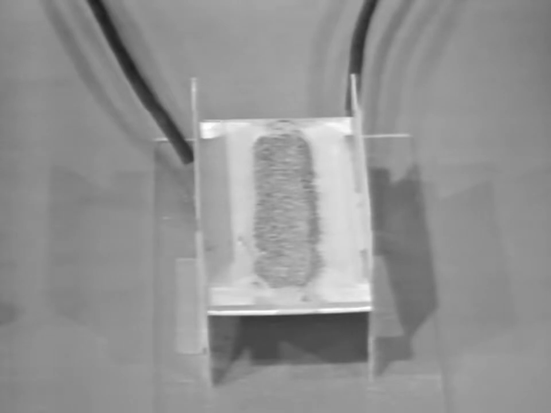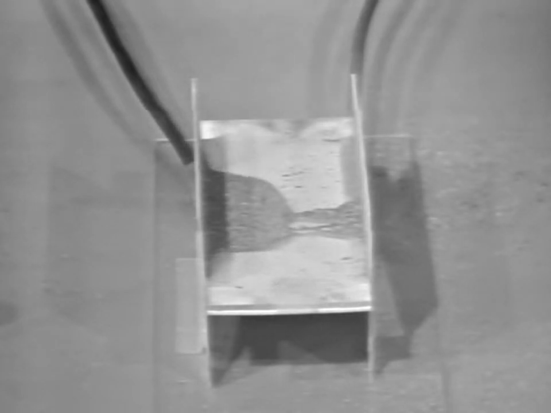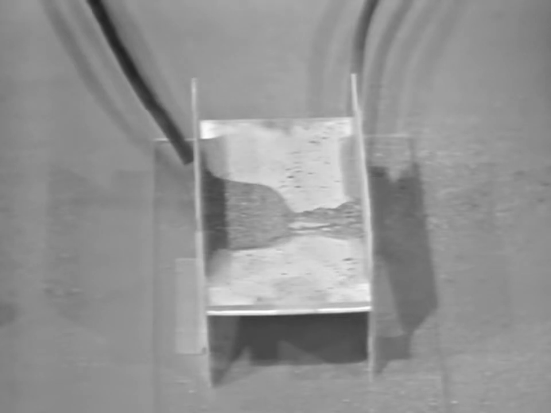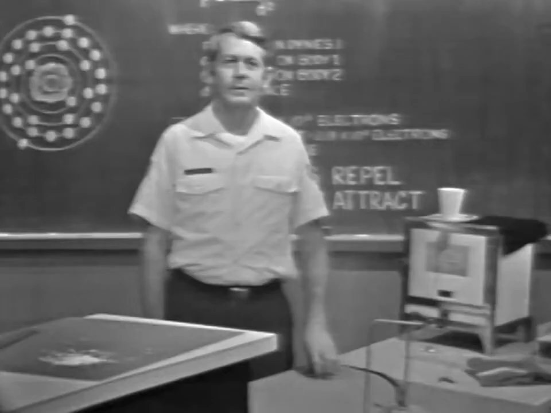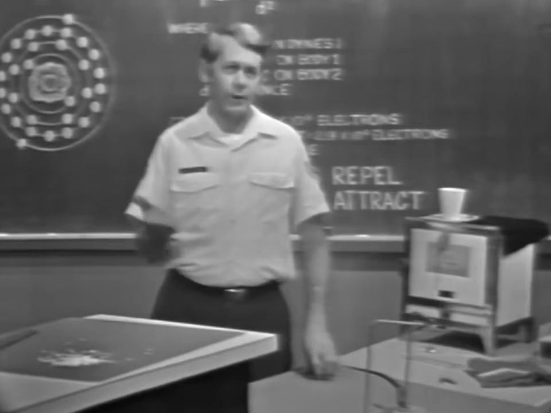Now, when objects acquire a charge, the shape of the material determines how the charge is distributed. For example, when the charge builds up between these plates, it's distributed along the surface of the plates. Now, this is true also on a sphere. The charge is uniformly distributed over the entire surface. But in objects with irregular shapes, the charge is concentrated on the area of greatest curvature, or at the sharpest point.